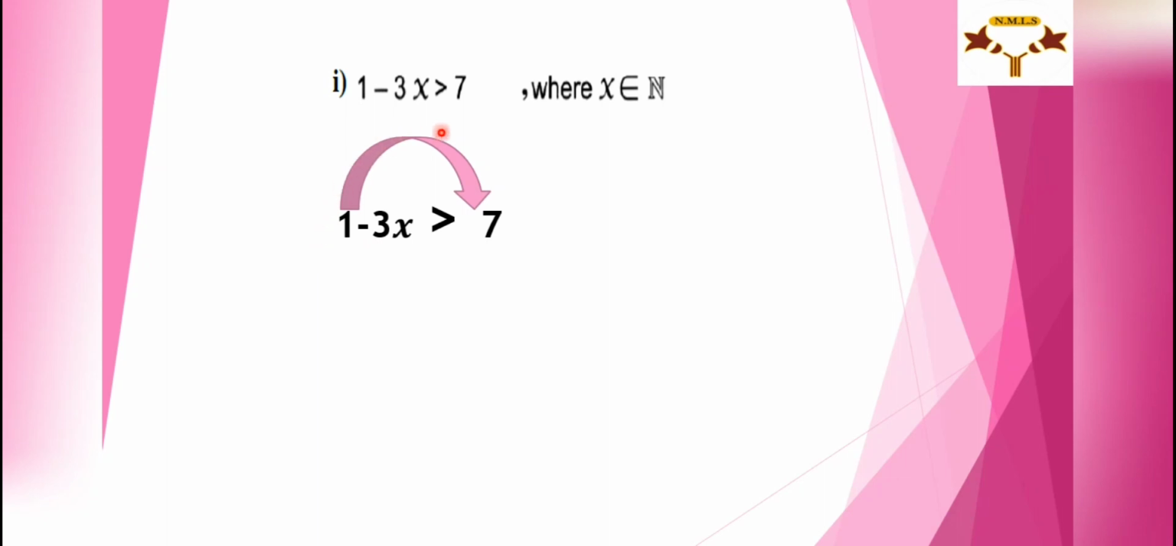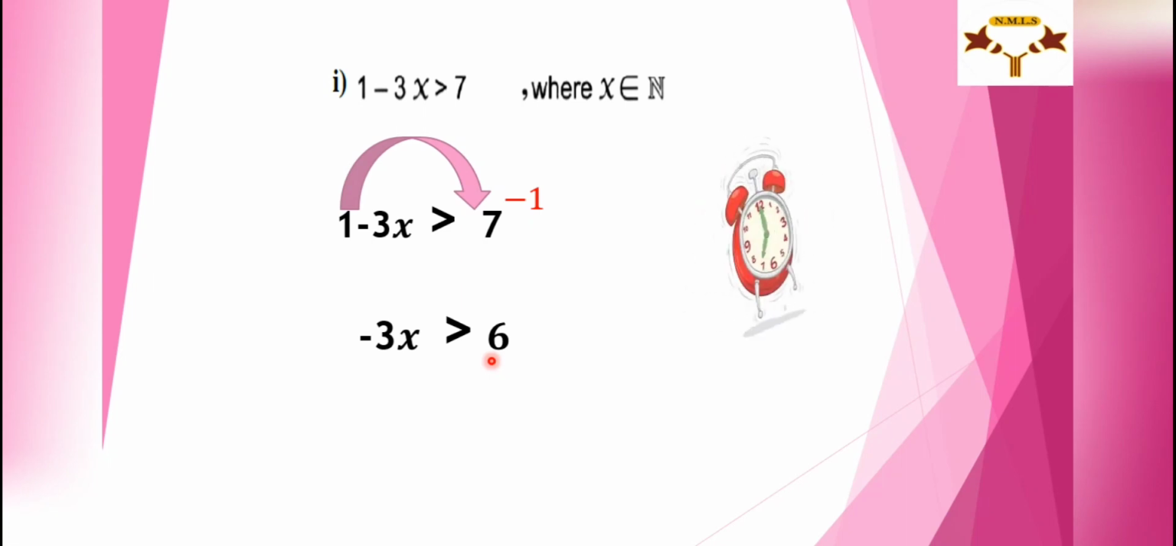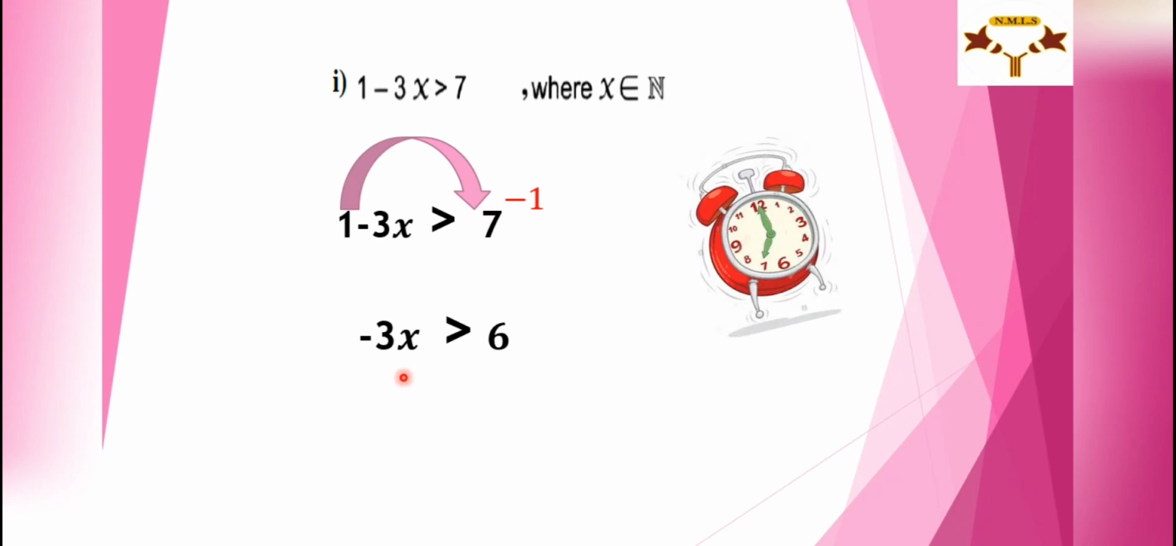I will do my steps. So the 1 here will go to the other side. The plus 1 will go to the other side and change its operation to minus 1. Minus 1. So here negative 3x greater than 6.